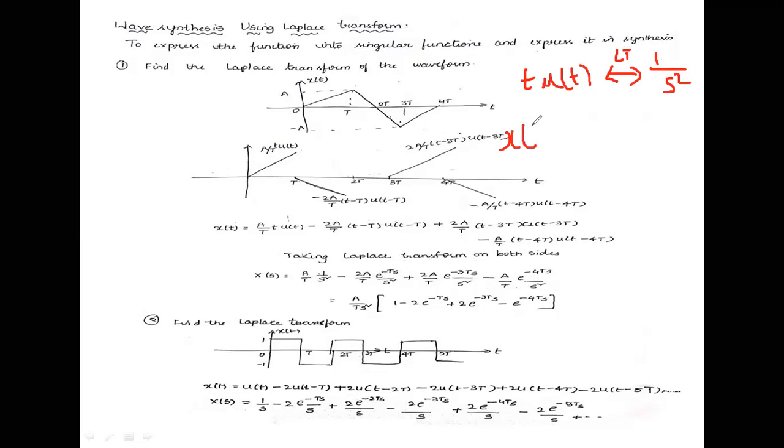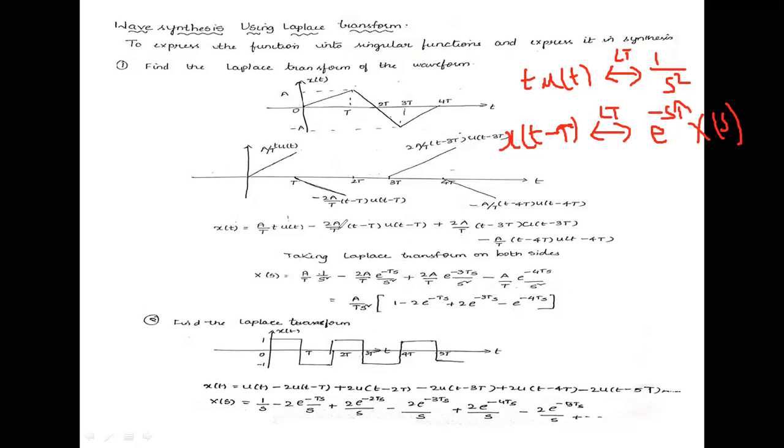And for x of t minus t, we use the second shifting property of the Laplace transformation, the time shift property. What is it? E power minus s into whatever the samples are shifted, let us take it as tau, into x of s. Here the shifting is t minus t, mu of t minus t, so e power minus s tau, whatever the value is shifted here, and you can apply the Laplace transformation of x of s.